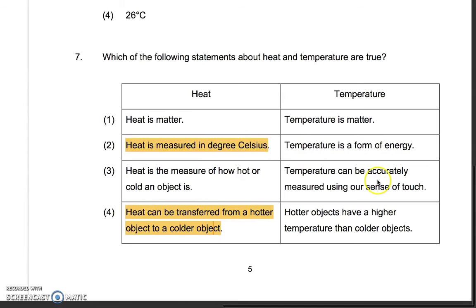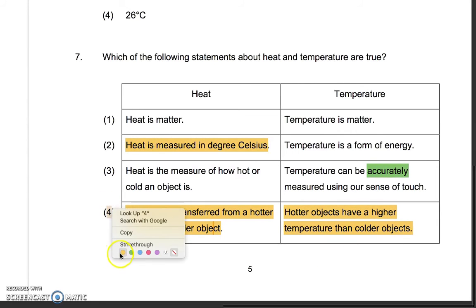Okay, next, temperature can be accurately measured by using our sense of touch. This is wrong because if you touch an object, you can only roughly guess whether it's hot or cold, but you cannot accurately measure. So can all of you highlight this, it is important. This is not accurate by touching. We cannot tell the temperature accurately by touching. We can only use a thermometer to accurately determine the temperature of an object. Okay, next one, hotter objects have higher temperature than colder objects. Yes. Okay, because a hotter object has more heat energy, therefore it has a higher temperature. So the correct answer should be number 4.